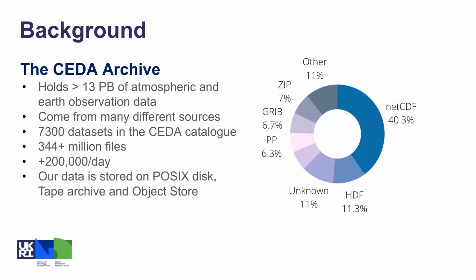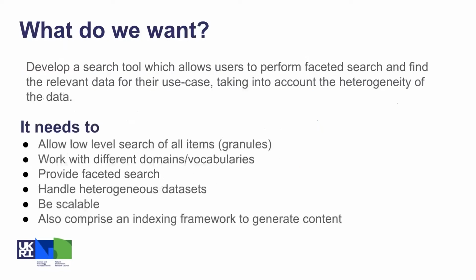Additionally, this has become a bit of a moving target as we're still growing our archive by hundreds of thousands of files per day. So we wanted to allow users to search across the entire archive with one application. This solution would need to be able to generate the metadata from our archive, which means that it would need to work with the different domains, formats, vocabularies, and everything that our data providers use. And it would also need to be scalable with our archive.